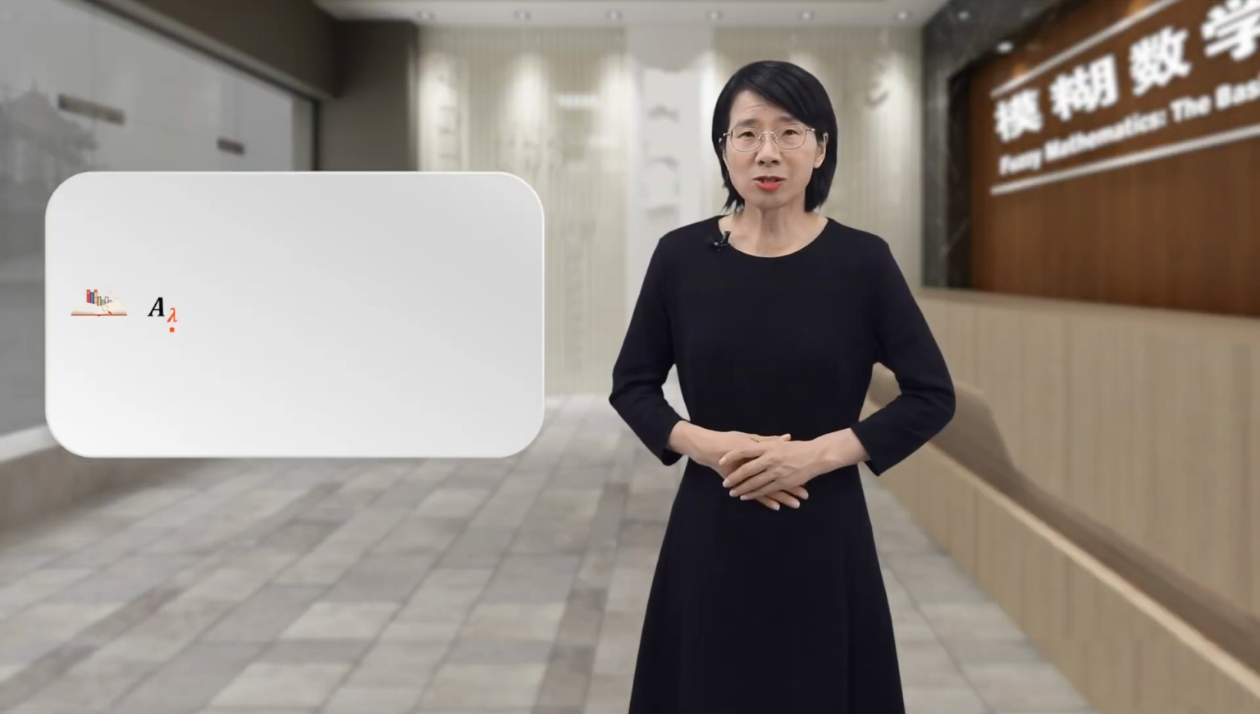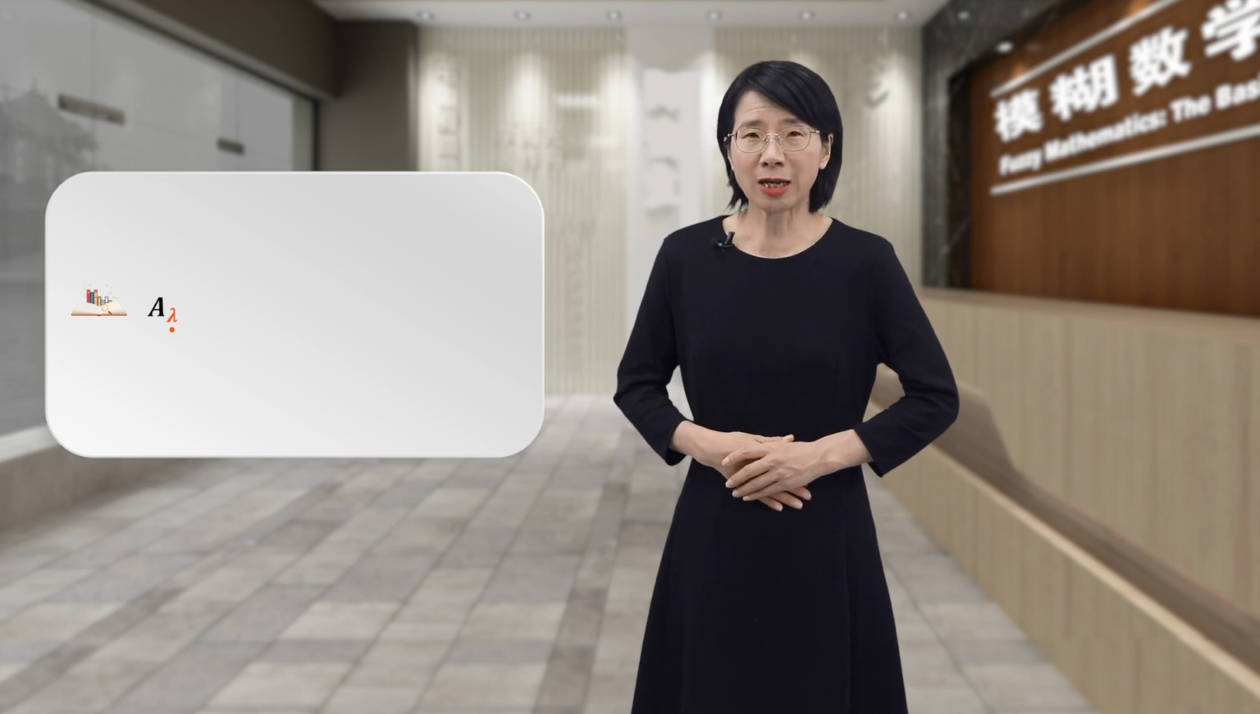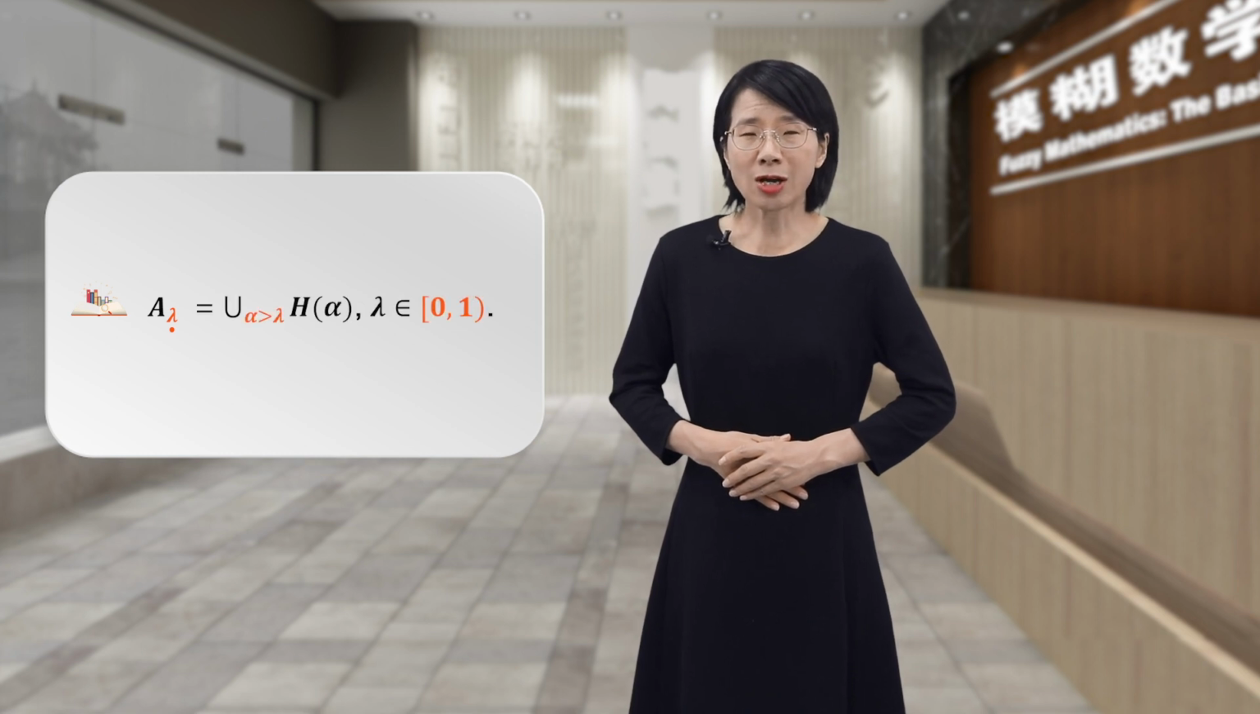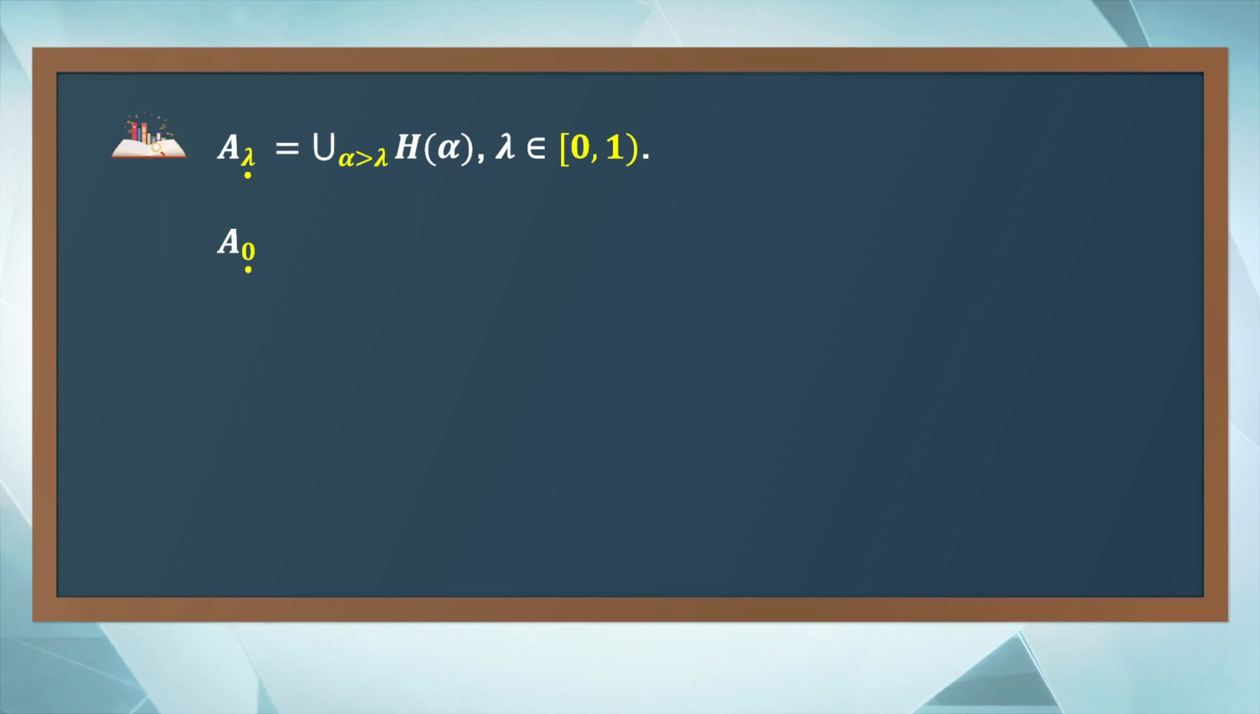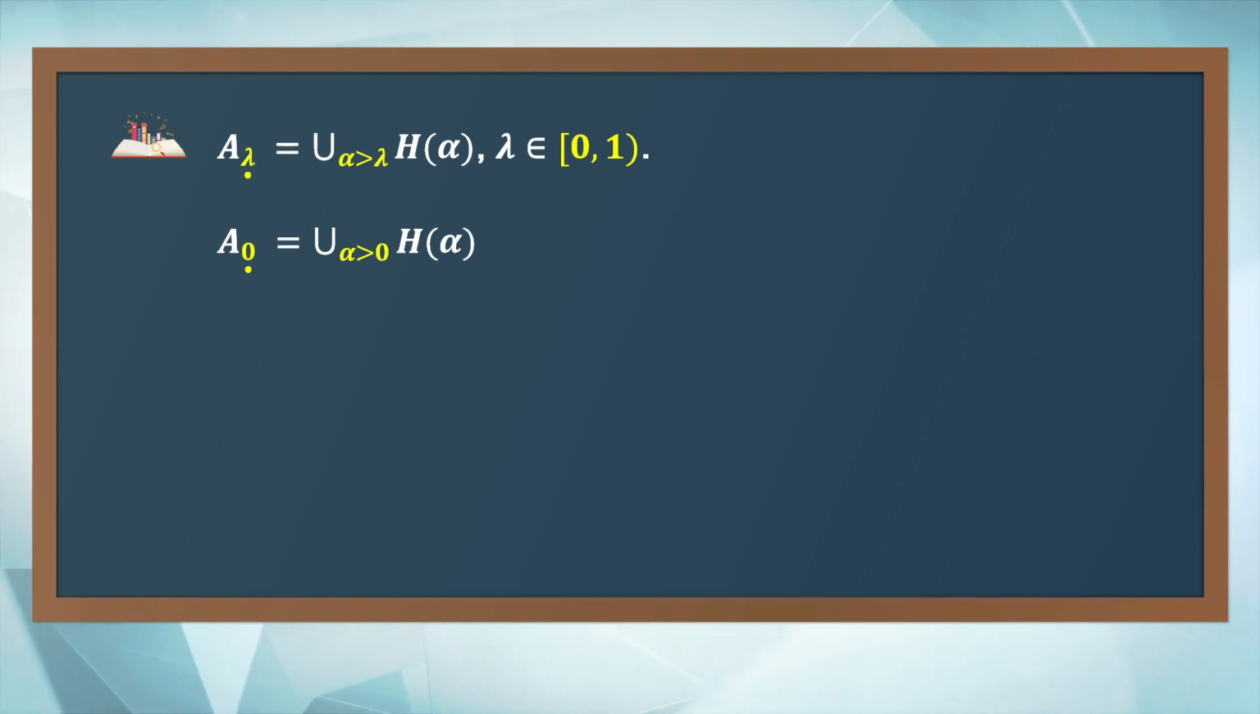Next, let's find the support of A, that is the strong cut of A at level 0. Again, by the representation theorem, if lambda is in the interval from 0 to 1, excluding 1, then the strong cut of A at level lambda is the union of H of alpha, alpha greater than lambda. So if lambda equals 0, then the strong cut of A at level 0 is the union of H of alpha, alpha greater than 0.